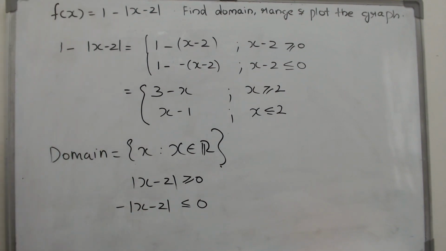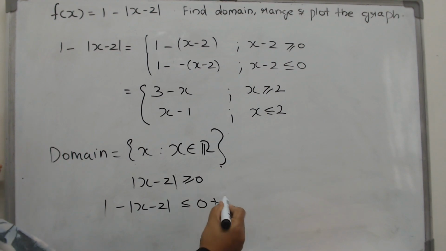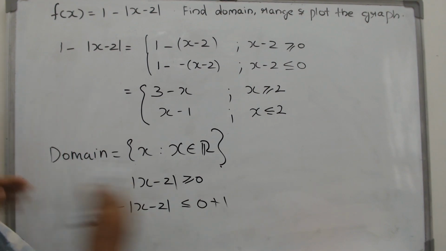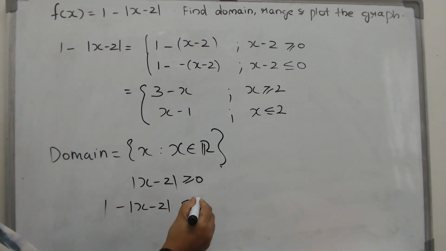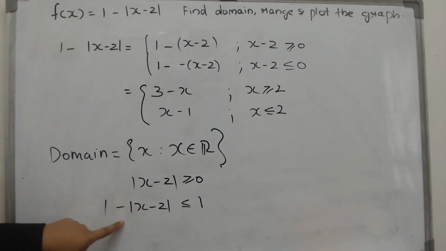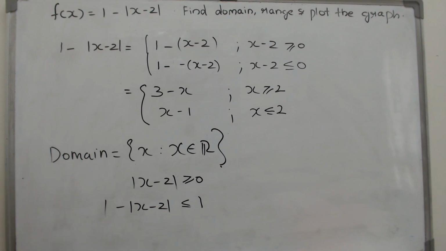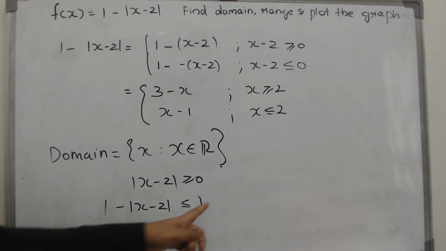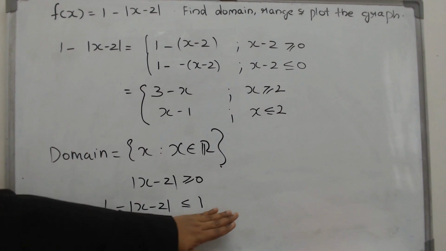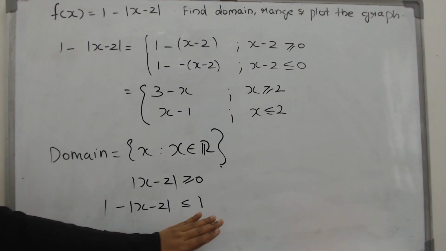We need a 1 as well. Add a 1 to both sides. So what do you see? You see that the greatest value that our function can take is 1. You can never get 2. You can never get 3, 4. You cannot get 1.2. Done. Your maximum number is only 1.